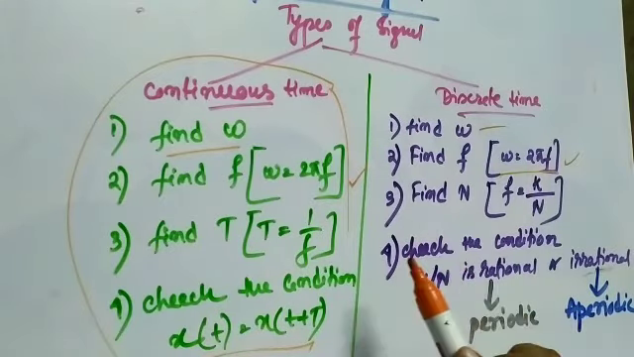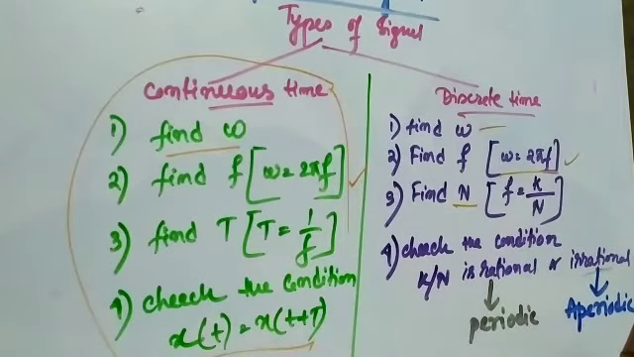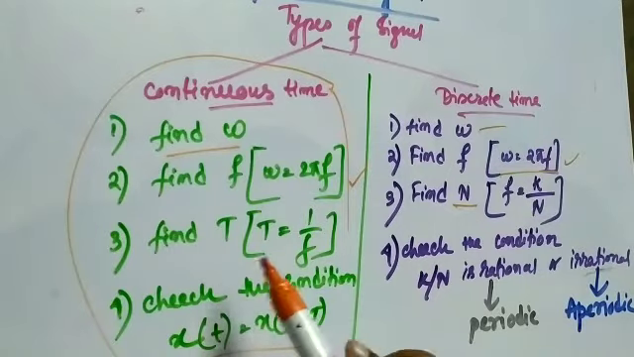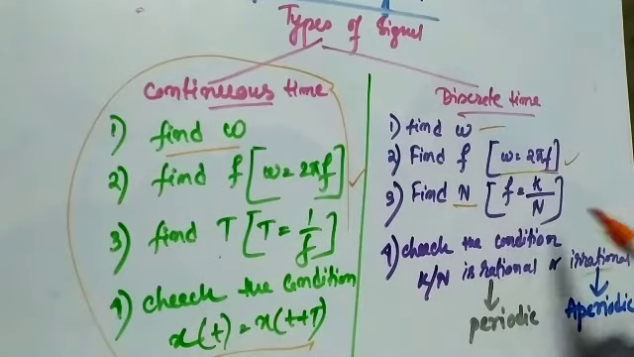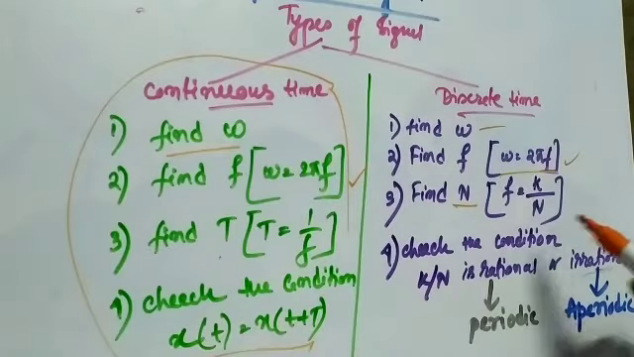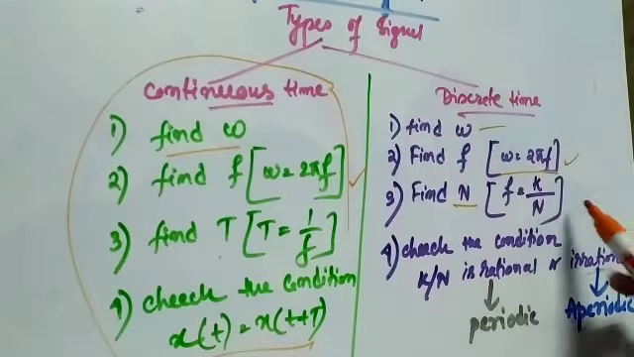Here you have to find out the period N, because for a discrete time signal the period is calculated by N, not T. This N is used for a discrete time signal, not for a continuous time signal. In a continuous time signal, it is represented by T. Now to calculate N, the formula is f is equal to k by N, where k is some constant number. So if f is given, then you have to find out the N by this formula.